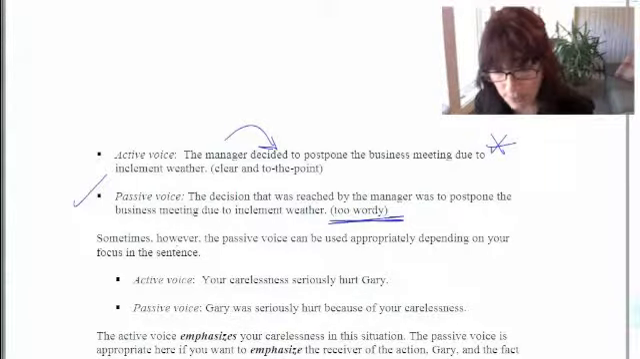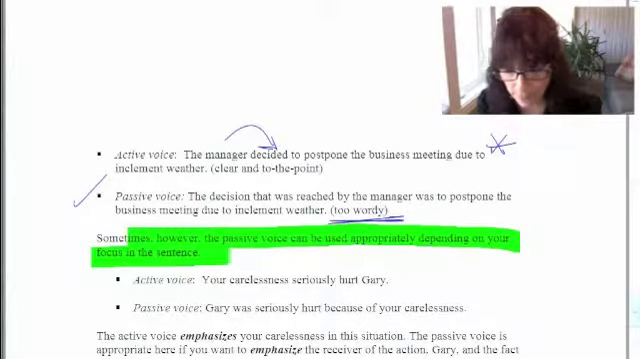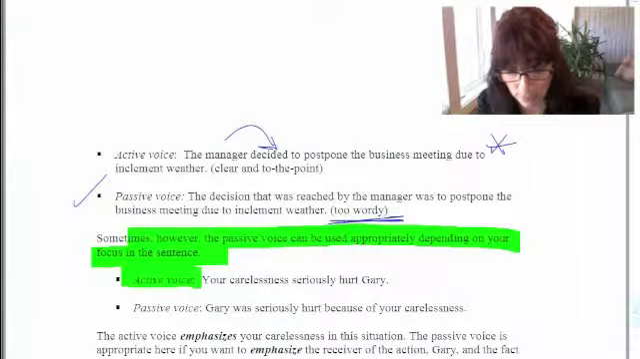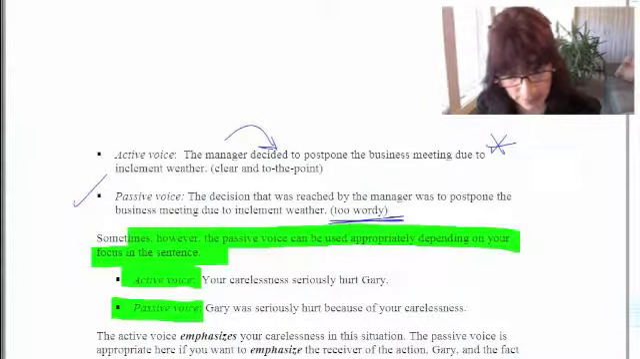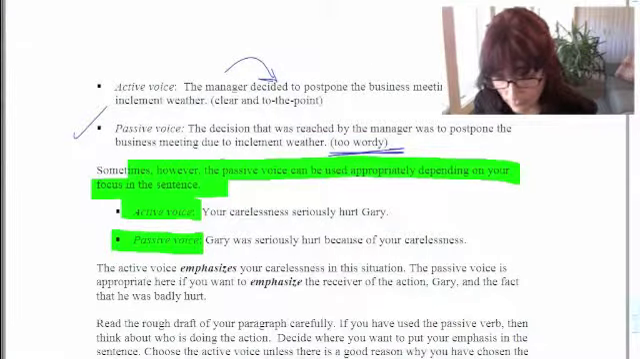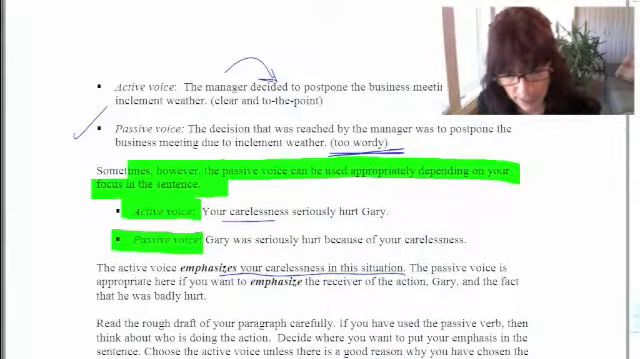Now, sometimes, though, you might want to use the passive voice depending on the focus of your sentence. Here's an active voice. Your carelessness seriously hurt Gary. The passive voice, Gary was seriously hurt because of your carelessness. Let's look at the difference in these 2 sentences. The active voice here emphasizes your carelessness in the situation. If that's what you wanted to emphasize by saying your carelessness was what hurt Gary, then you'd use the active.